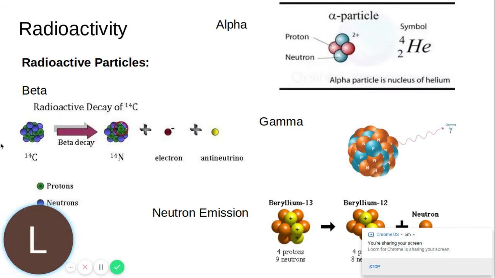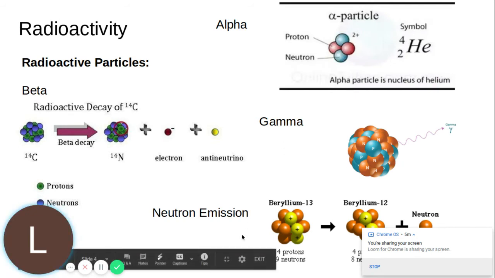Alpha decay is basically the nucleus of a helium atom. So if I had a nucleus and it lost 2 protons and 2 neutrons, that would be an alpha particle. This is the symbol for an alpha particle. Gamma is just energy, so it's not a particle at all. And then neutron emission is, again, when it releases a neutron. So it just releases mass. You can see here I have beryllium 13, and I went down to beryllium 12 because I lost a neutron.